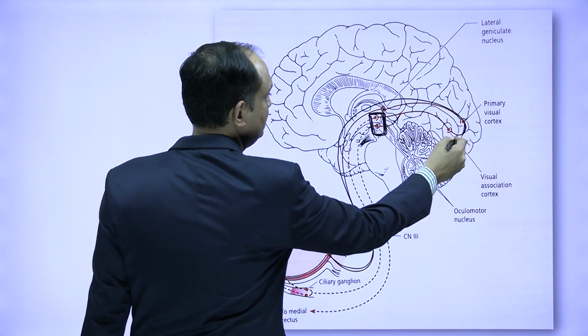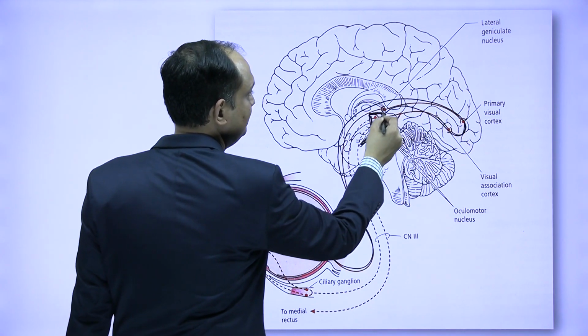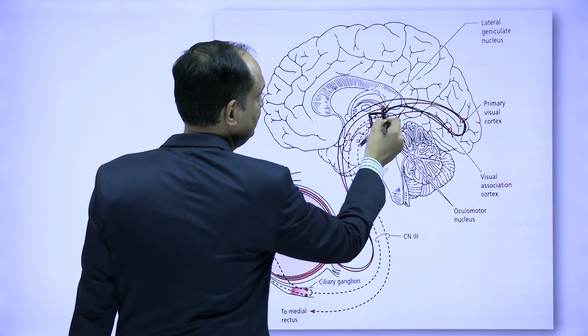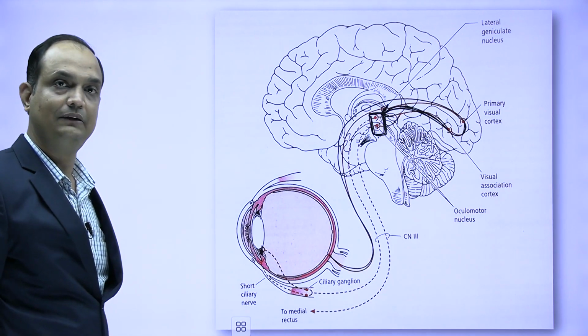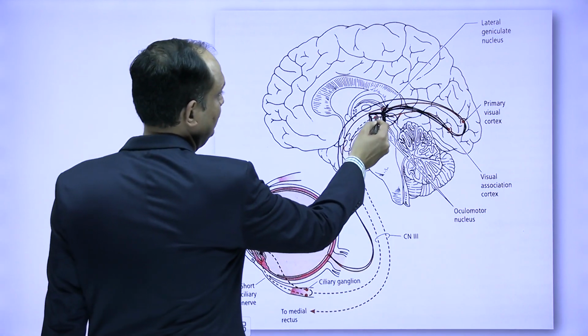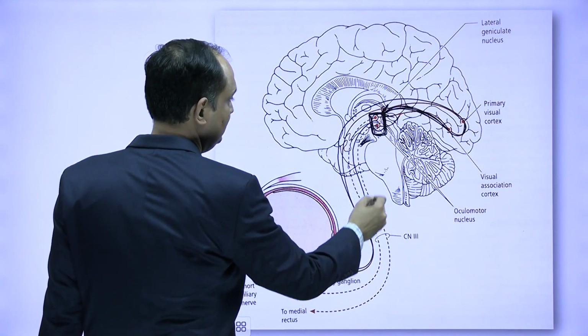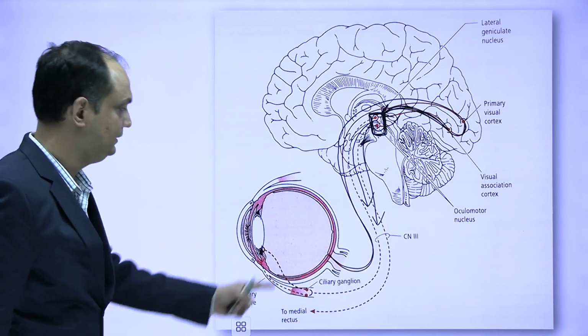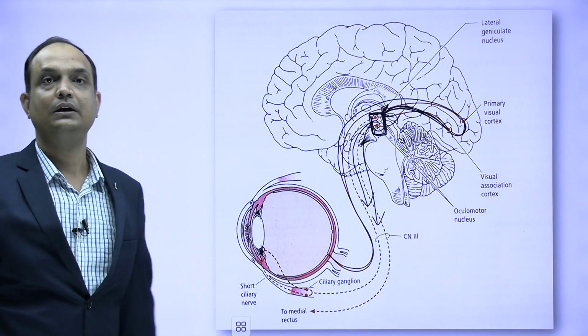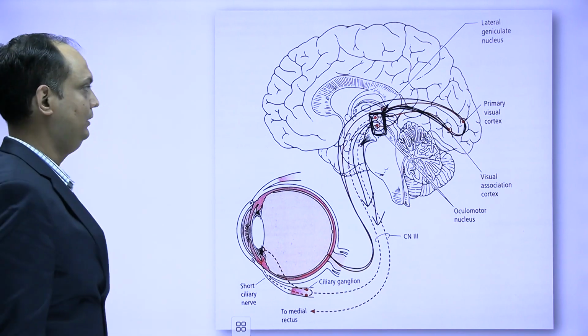From the visual cortex, you have corticotectal fibers. These corticotectal fibers reach the pretectal area at the level of the superior colliculus, and from the oculomotor nerve nuclei you have the efferents, both somatic as well as visceral efferent. Those approach your orbit and eyeball.